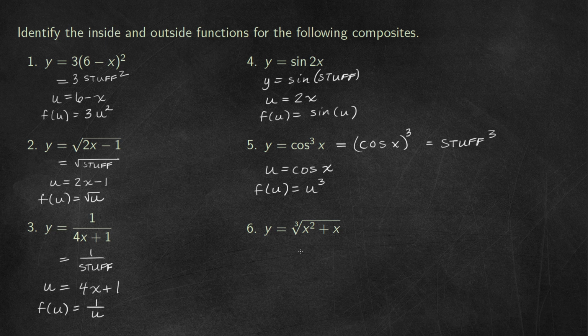Number 6, y equals cube root of x squared plus x. So this is the cube root of stuff, stuff being my inside function. So u equals x squared plus x, that's my inner function, and then f of u equals cube root of stuff, or cube root of u, as my outside function.